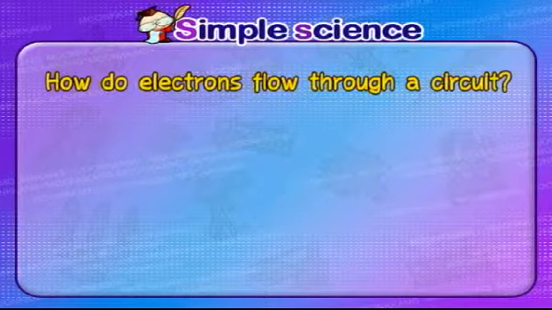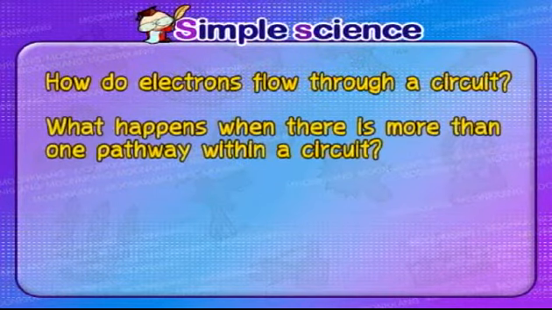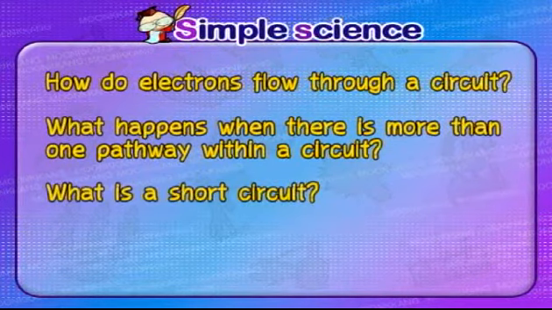How do electrons flow through a circuit? What happens when there is more than one pathway within a circuit? What is a short circuit?